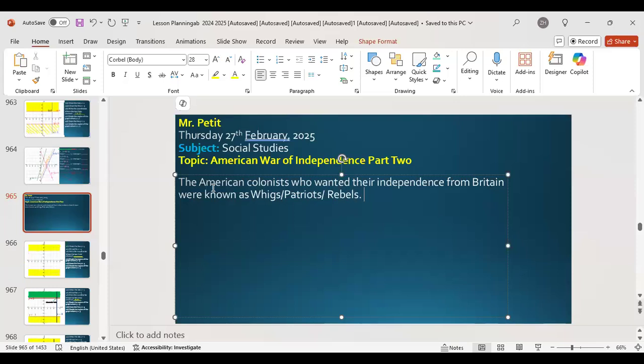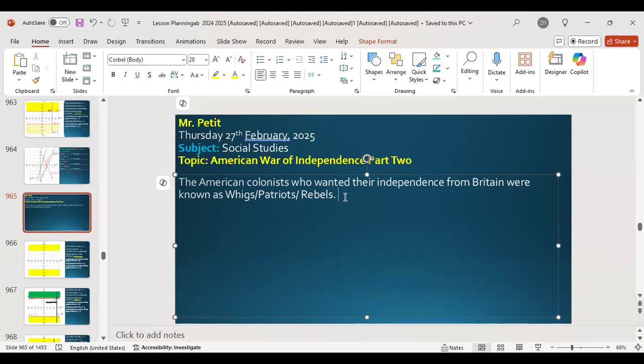Why do you think they would use the word rebels to describe them? They were rebelling against Britain. They're rebellious. They didn't want to be under the British colony no more. Very good. They are relentless.